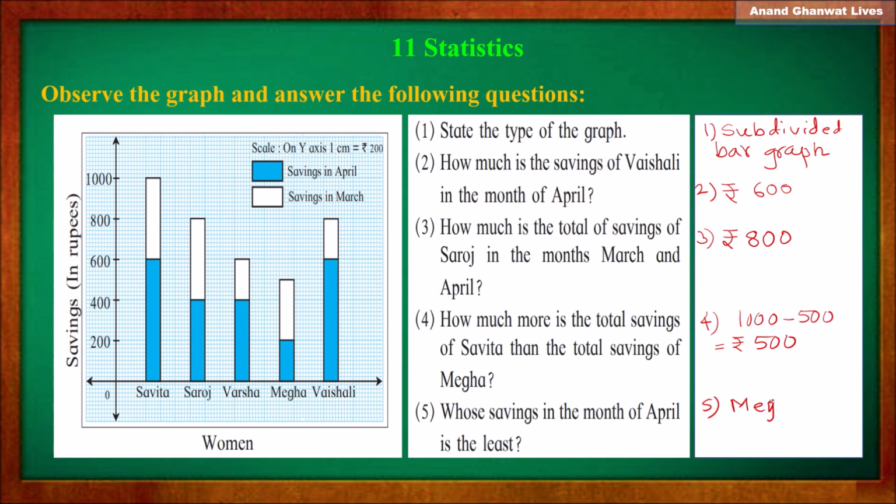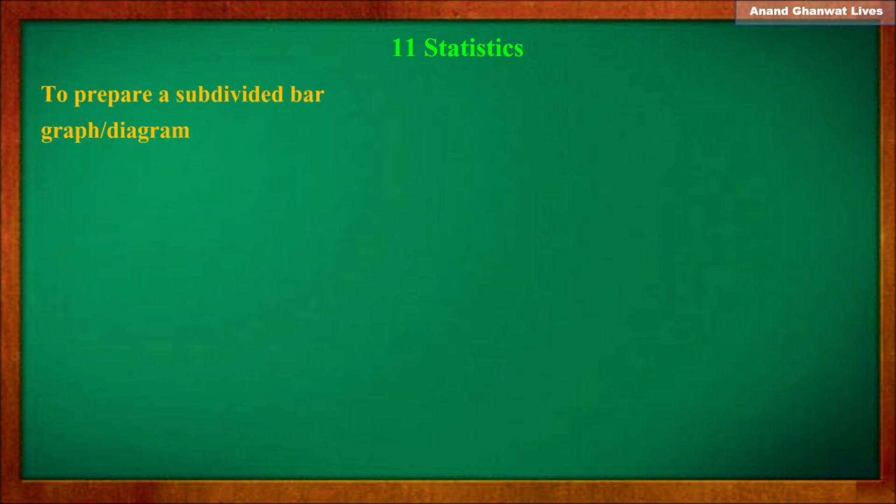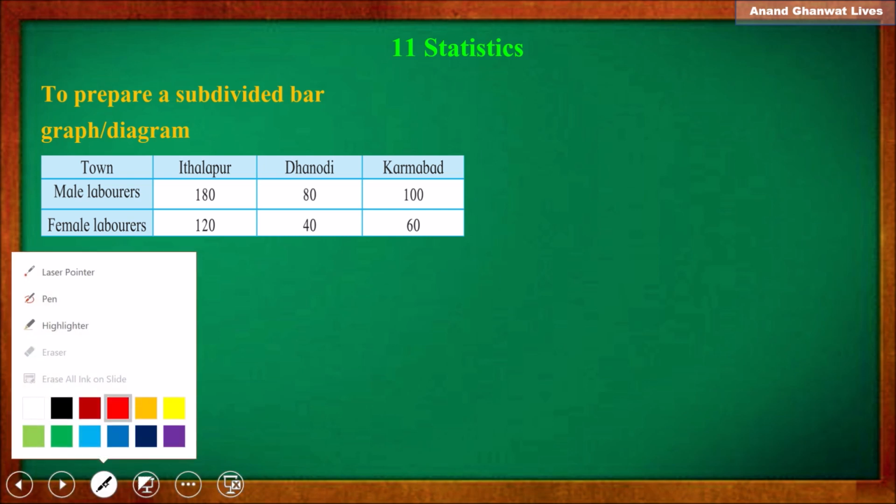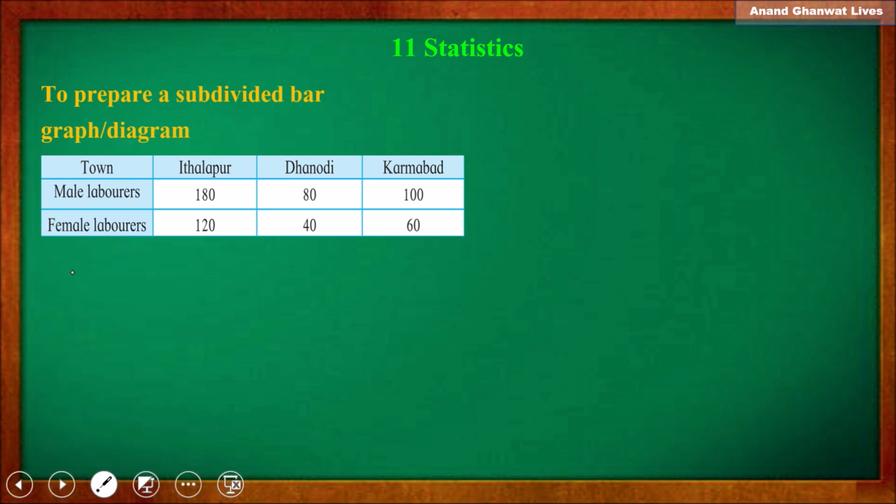Okay. So in this way we can give answer of the given questions. Let us now learn to prepare subdivided bar graph, subdivided bar diagram. For that, take a question where towns are given here. So three towns are given here: Ithalapur, Dhanodi and Karmabad. And the kinds of information given here are male laborers and female laborers.